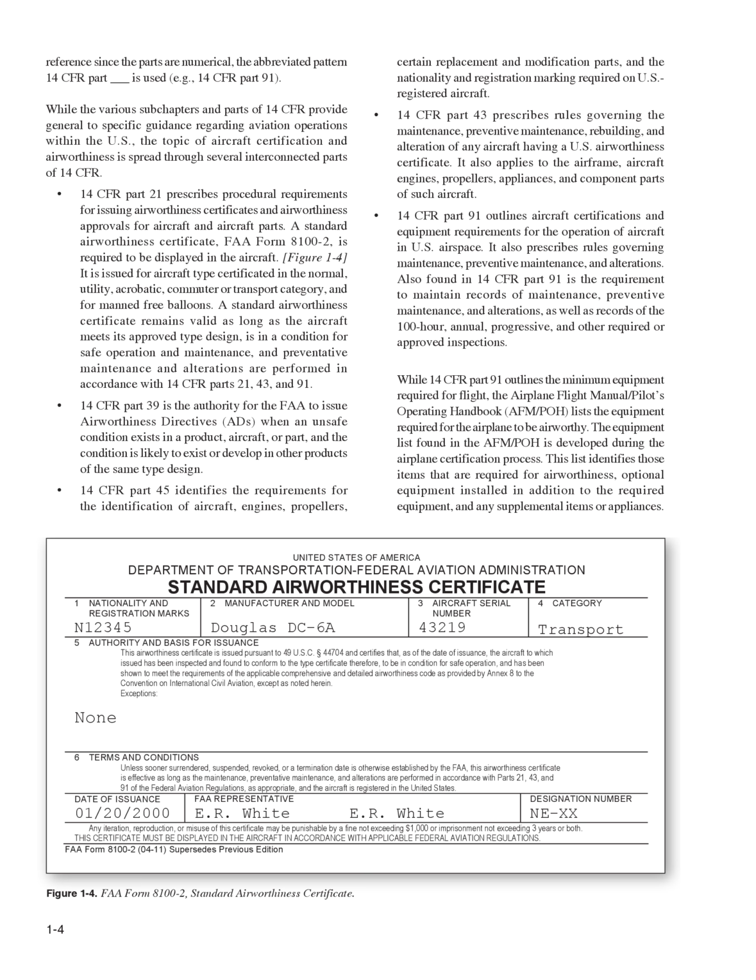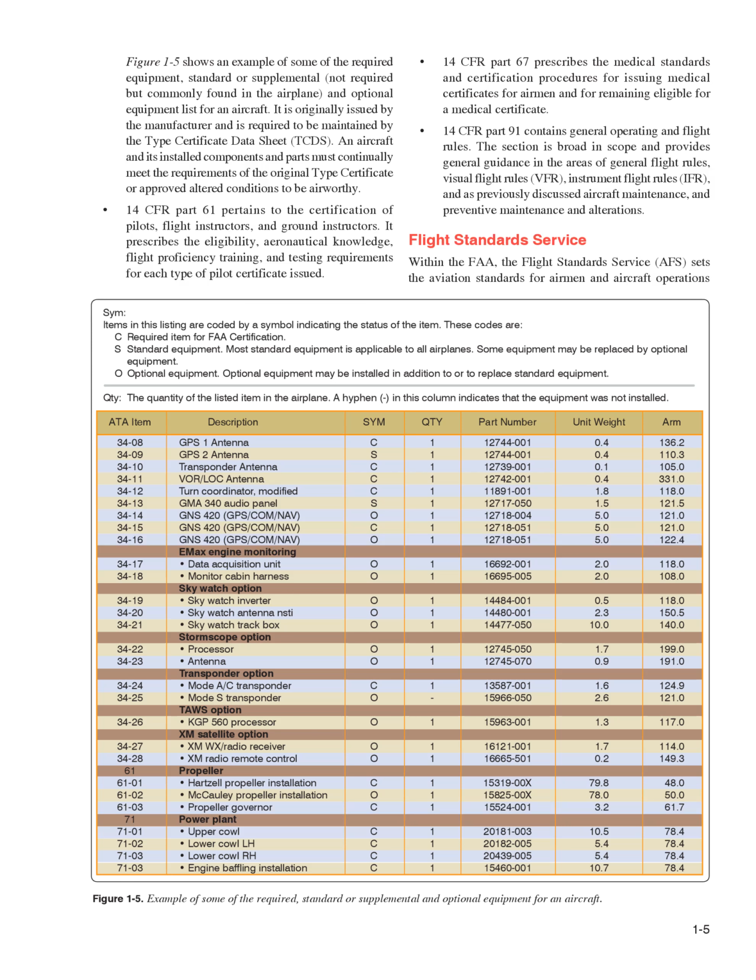The equipment list found in the AFM/POH is developed during the airplane certification process. This list identifies those items that are required for airworthiness, optional equipment installed in addition to the required equipment, and any supplemental items or appliances. Figure 1.5 shows an example of some of the required equipment, standard or supplemental, not required but commonly found in the airplane, and optional equipment list for an aircraft. It is originally issued by the manufacturer and is required to be maintained by the Type Certificate Data Sheet, TCDS.